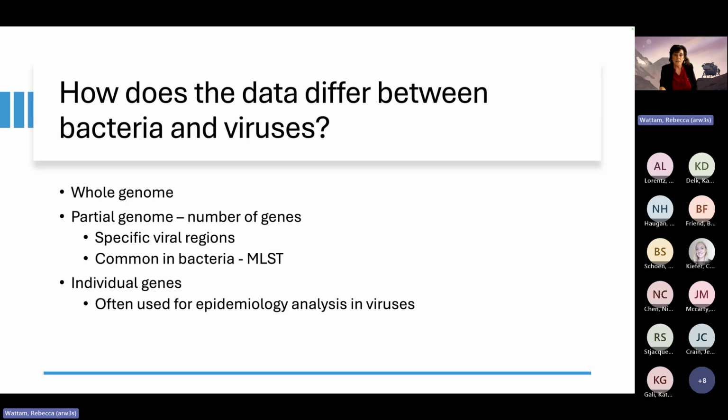Now, what's common in bacteria is to use a smaller set of genes to examine things. And one of the techniques people use a lot is multiple locus sequence typing. I don't like it very much myself, but a lot of people use it, and that's a set of 7 to 20 genes that people generally use to examine different bacterial groups. And of course, individual genes are often used in epidemiological analyses of viruses. They can also be used in bacteria, especially when you're looking at antimicrobial resistance and looking for changes in that.